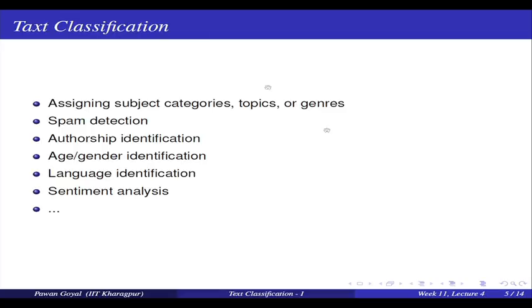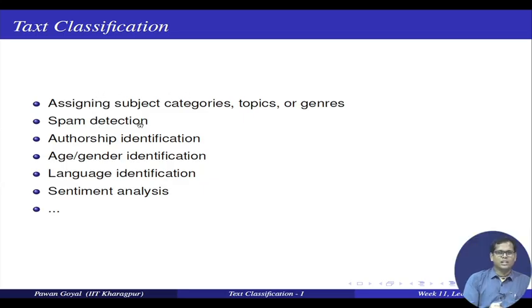So assigning subject categories, topics or genres, this is one category of text classification. Then it can be spam detection. You are given an email, or now it can be tweets, movie reviews or product reviews. Is it spam or not? This is a classification problem, spam or not spam. Then authorship identification. We talked about this: who is the author, finding out the demographics of the author and so on, age and gender identification. Language identification: you are given a piece of text, find out what language it belongs to.